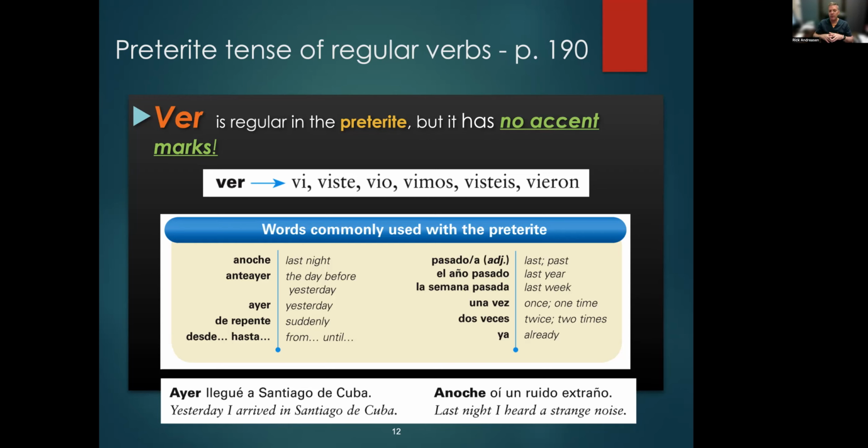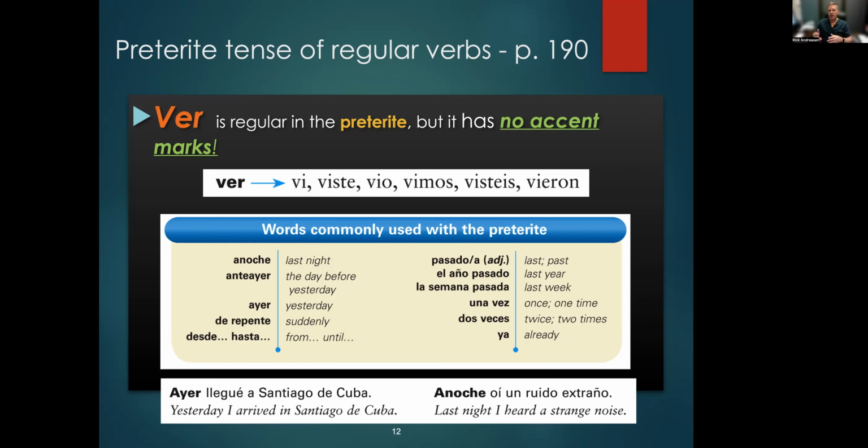Una vez would be once or one time. Vez, V-E-Z, is a word for time, but only in the sense of occurrence. Not time related to a clock at all, but like an instance. Una vez, once, one time, one instance, one occurrence. And then dos veces. Since vez ends in Z, it's made plural with the Z changing to C and then adding es. So una vez for singular, dos veces, tres veces, cuatro veces, etc. And those are words that can be used with the preterite.